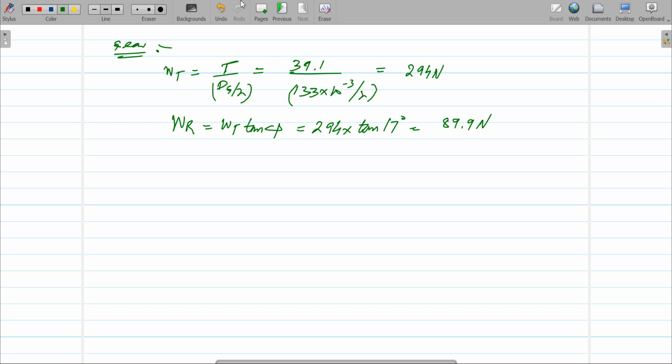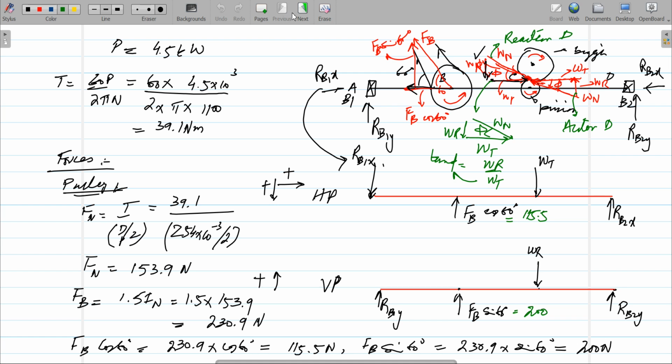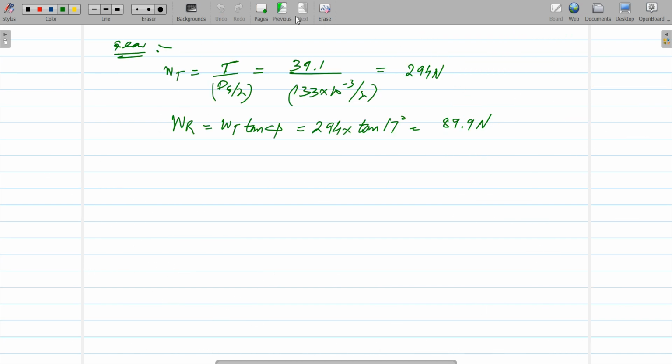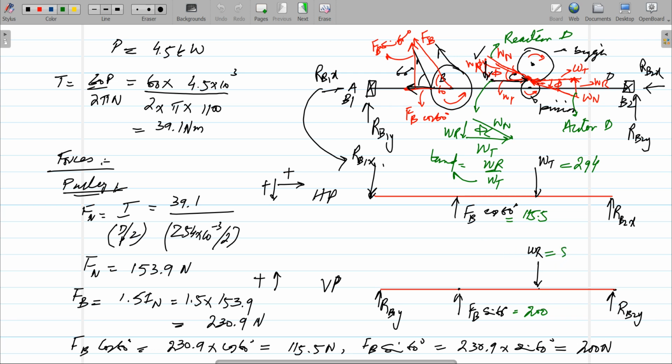Now we know the forces. Just write before, WT here is 294 and WR is 89.9. Because we know the forces, now we have to find reactions.